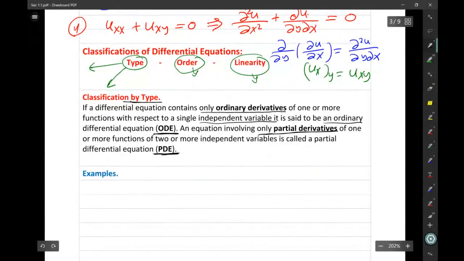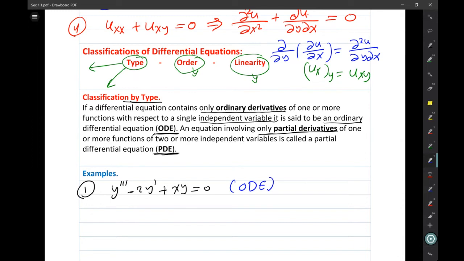Type. For example, if we say that y triple prime minus 2y prime plus xy is equal zero, this is an ordinary differential equation because all the derivatives are ordinary derivatives. So there are no partial derivatives.